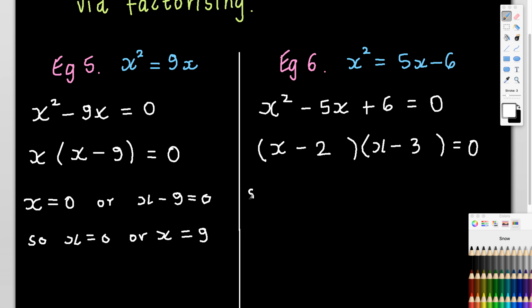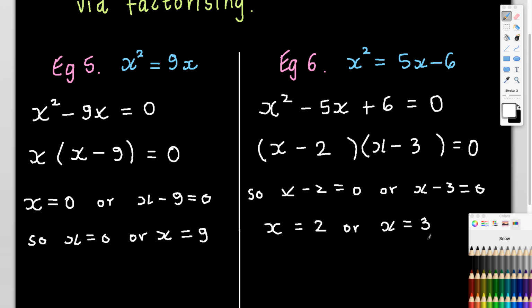So that means x minus 2 or x minus 3 equals 0. So then, of course, x equals 2 or x equals 3. There we go.